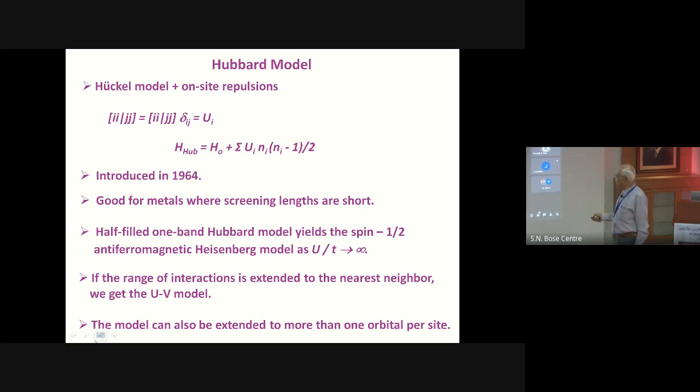But the range of electron-electron repulsion can be extended to the nearest neighbor, because if you are looking at semiconductors, it's not good enough to stop it just on site, because they form what are called excitons, and to form excitons, the electron-hole bound pair, you must be able to have interactions between sites. And a model called the U-V model was introduced, and this model can also be extended to more than one orbital per site, which is called a multi-band Hubbard model.